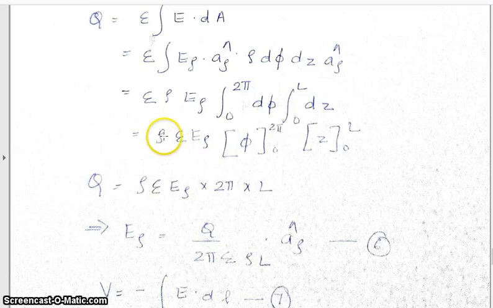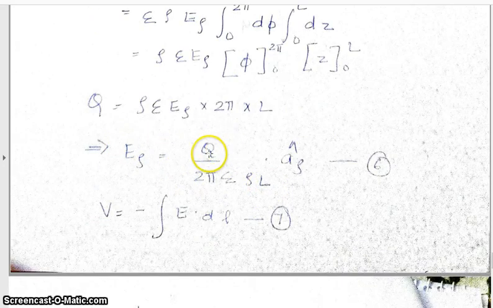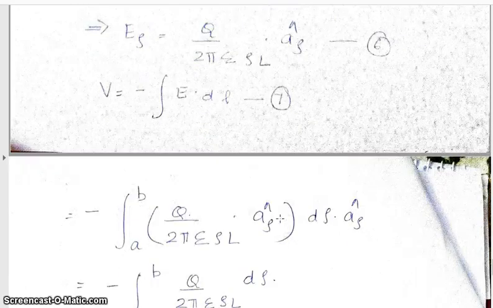So finally, rho epsilon E rho, what is the integral of d phi? It is phi, from 0 to 2 pi, and z from 0 to L. After substituting all these limits, you will get Q is equal to rho epsilon E rho 2 pi into L. From that, E rho is equal to Q by 2 pi epsilon rho L into A rho. This is a unit vector along the direction rho. That is equation 6. Now we have V is equal to minus of integral E dl, equation 7.